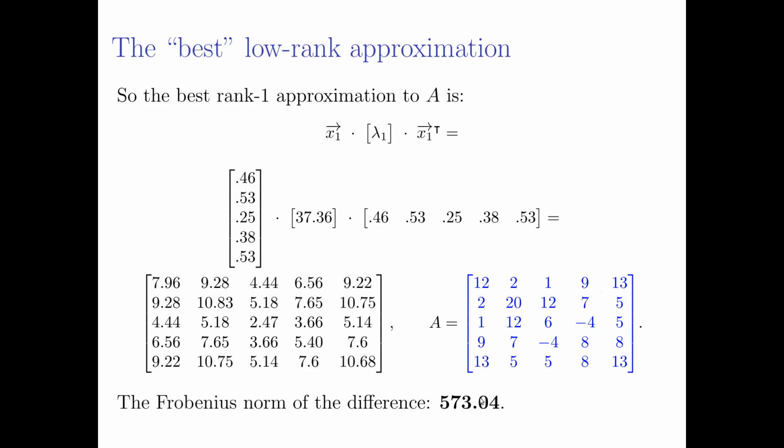And if you look at the Frobenius norm, if you add up the squares of the differences between 12 and 7.96, and the difference between 2 and 9.28, and the difference between 1 and 4.44, etc., add all those differences up and square them, you get 573. Now, that's just kind of a number. It's not obvious that that's high, but we're going to see that we can, of course, do a lot better.